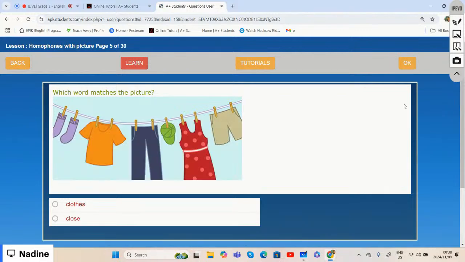All right, the next one says clothes and clothes. What do we have hanging on the line? Clothes or clothes? Option one or option two? Words that sound the same, but the meaning and the spelling is different. Clothes and clothes. Which one is correct?